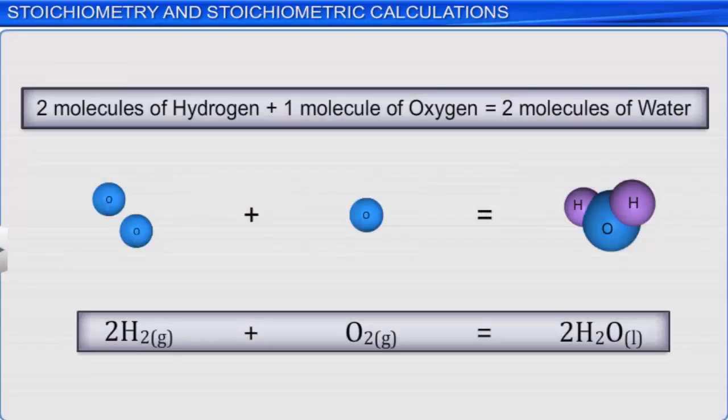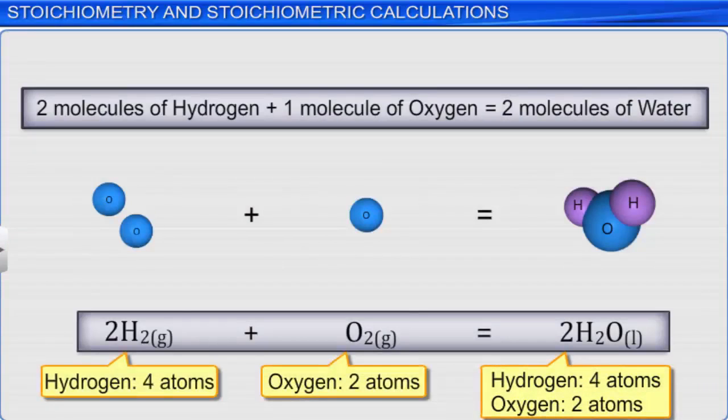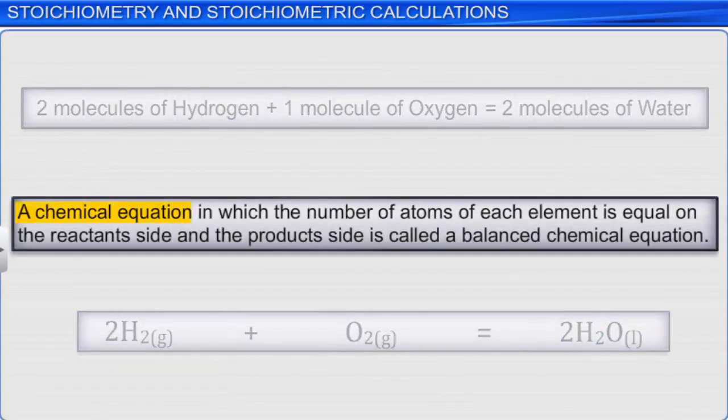Notice that the equation for water is balanced. The number of atoms on the left side is equal to the number of atoms on the right side. A chemical equation in which the number of atoms of each element is equal on the reactant side and the product side is called a balanced chemical equation. Let's look at the steps to balance a chemical equation.